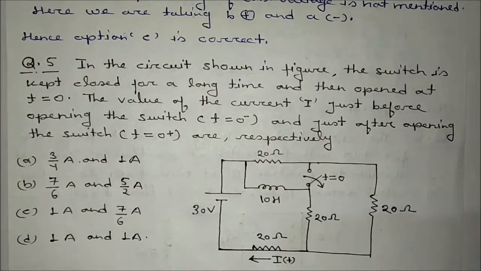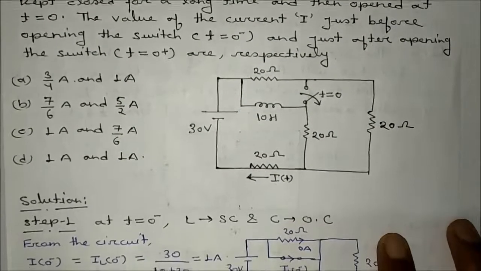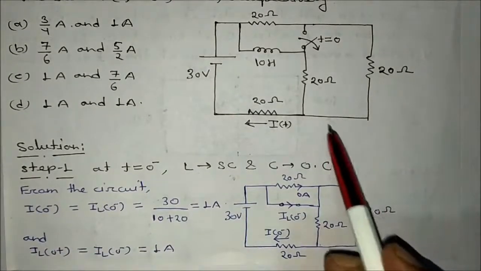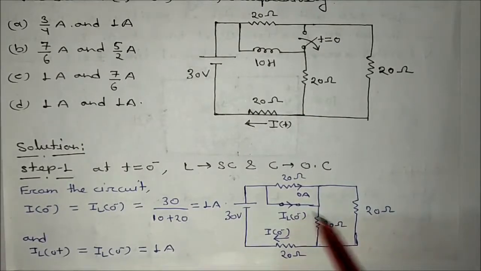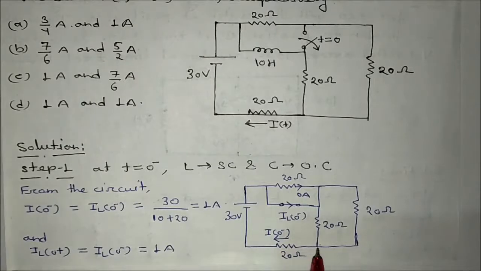Okay, first one, it is asking about t is equal to 0 minus. So step 1, at t is equal to 0 minus, L will be short circuited, C will be open circuited. Just draw the circuit. At t is equal to 0 minus, what is the switching condition? Switch is closed. Switch is closed, L is shorted. Okay, so what we have to calculate? This I0 minus. Okay, this is asking I just before opening the switch and just after opening the switch.